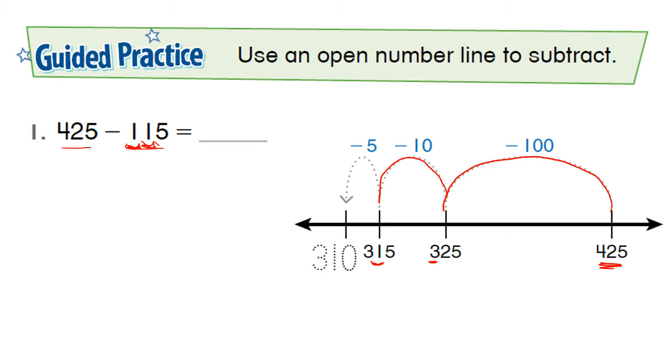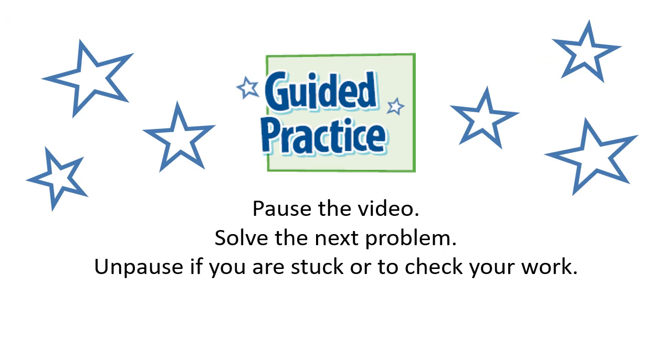And now we go to the ones and we subtract 5 because there's a 5 in the ones place. So 315 minus 5 is equal to 310. So 425 minus 115 is 310. Pause the video, solve the next problem, unpause if you are stuck, or to check your work.